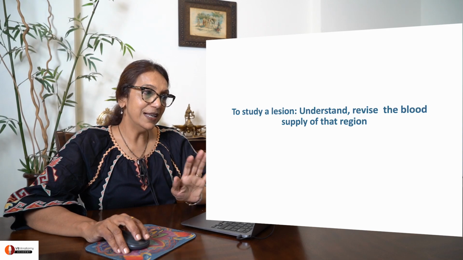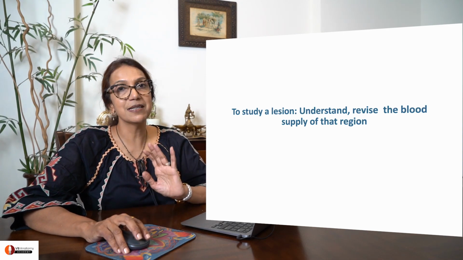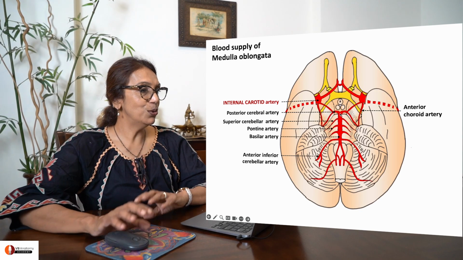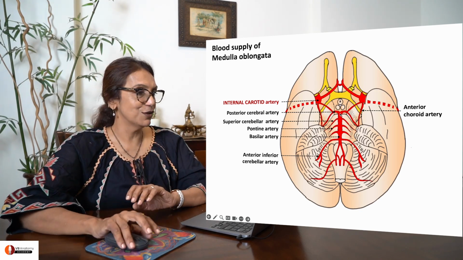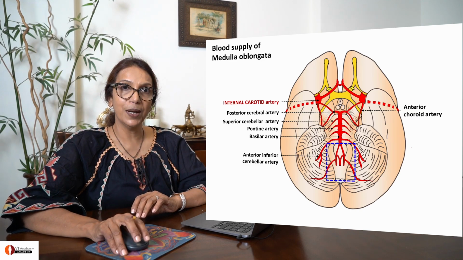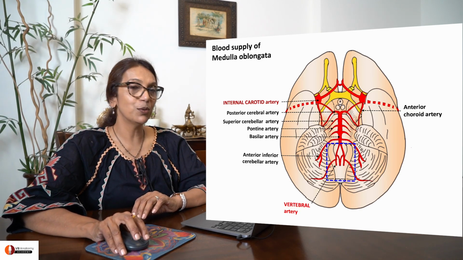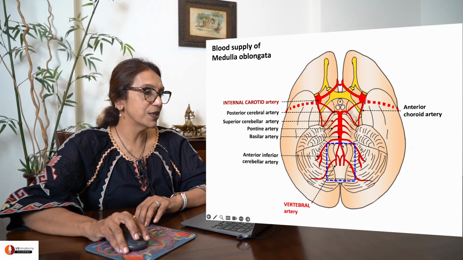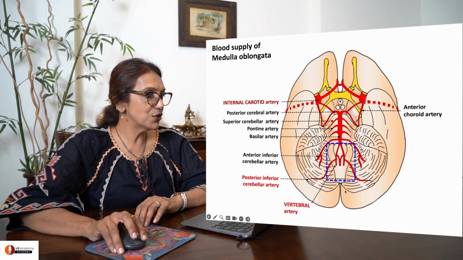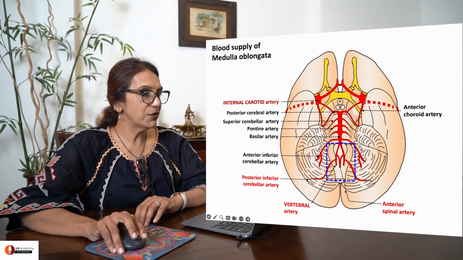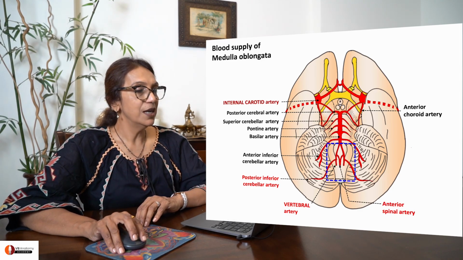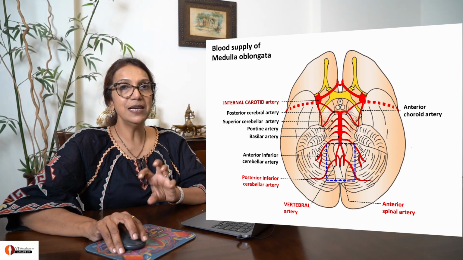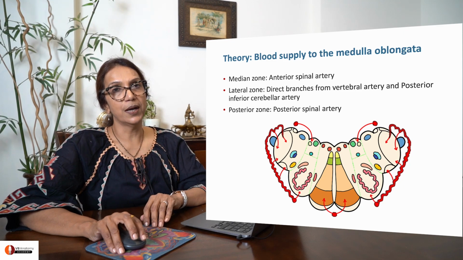To study a lesion, understand and revise the blood supply first. So, blood supply of medulla oblongata. Here you're looking at the base of the brain or the lower surface of brain. Here is your medulla oblongata, which receives blood supply from the vertebral artery. You can see the two vertebral arteries uniting to form the basilar artery here. They're giving rise to posterior inferior cerebellar artery, two arteries uniting to form anterior spinal artery. It also gives rise to posterior spinal artery, not seen in this diagram. All these arteries supply your medulla oblongata.